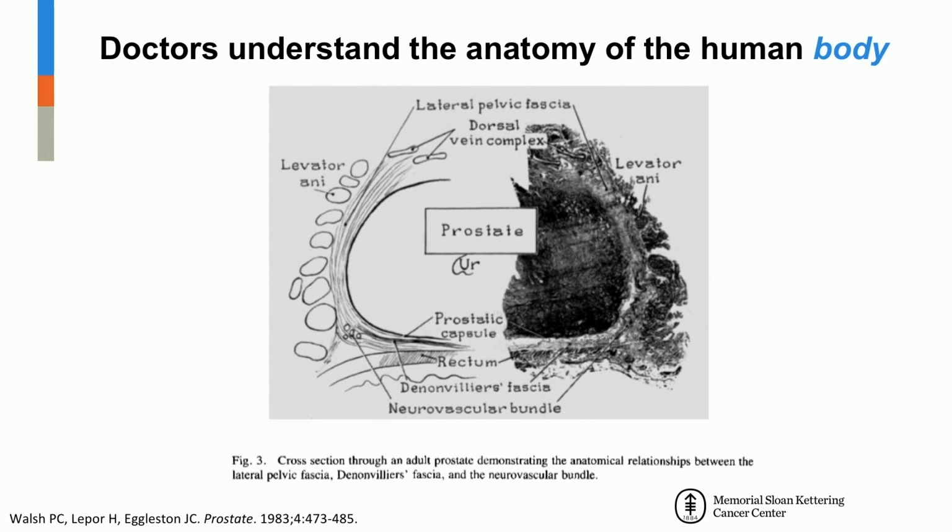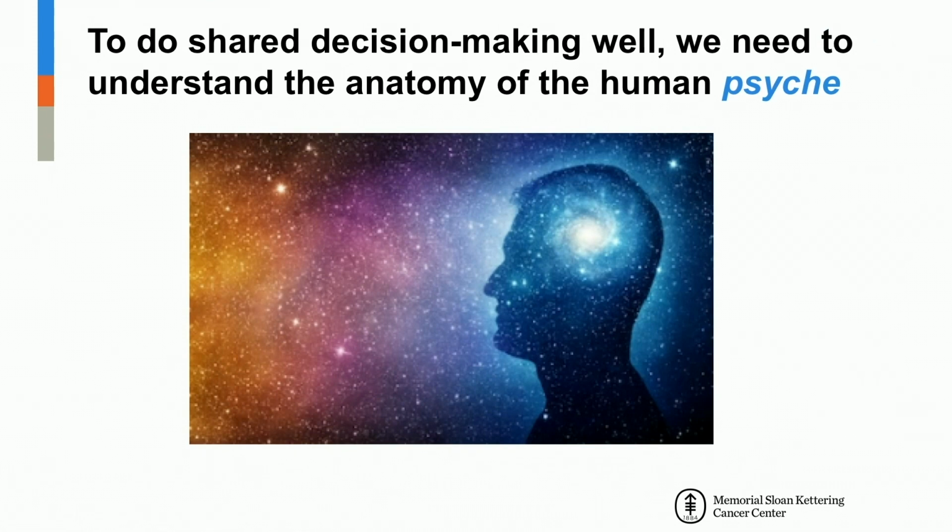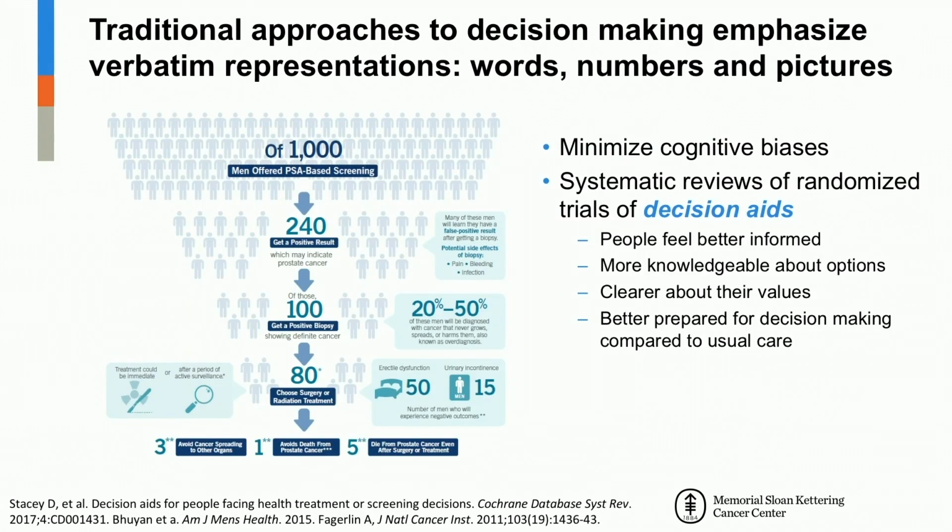So as doctors, we understand the anatomy of the human body. This is Pat Walsh's description of the neurovascular bundles. We know exactly what to do at the time of RP. And I think it's time that we also start to understand the anatomy of the human psyche if we are to do shared decision-making right. And what I found when I reviewed all this literature is that the traditional approaches or the current recommendations of shared decision-making is basically throw numbers at people. Throw words, numbers, and pictures at people.